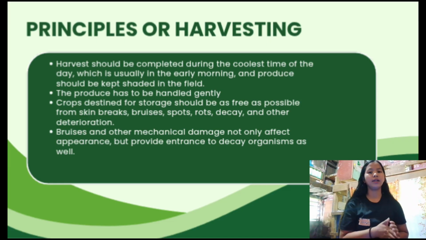So finally, we have the principles of harvesting to keep our produce in good condition. The first principle is harvesting during the coolest time of the day. It is usually early in the morning, and also keep the harvested produce shaded.